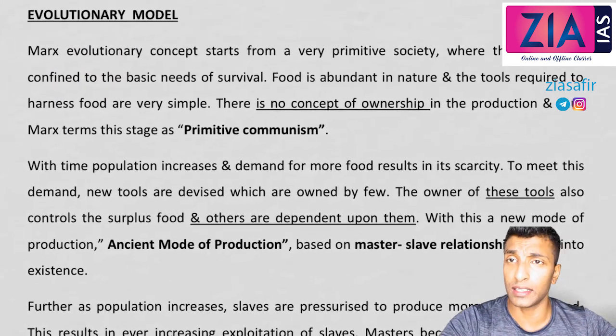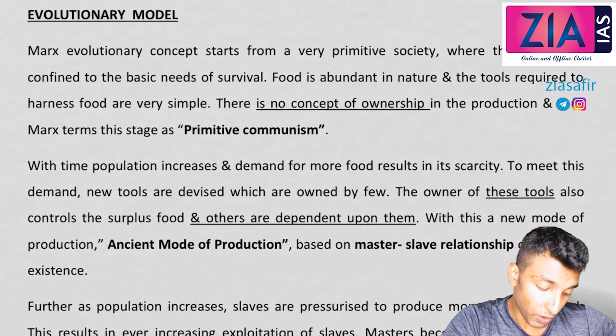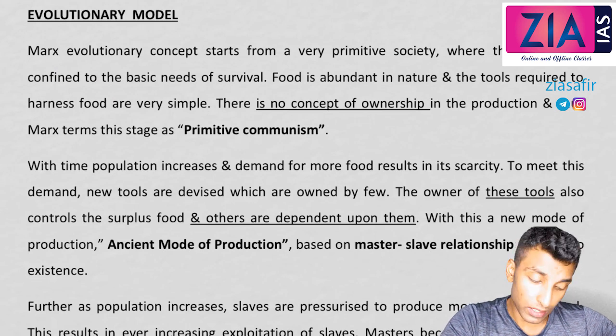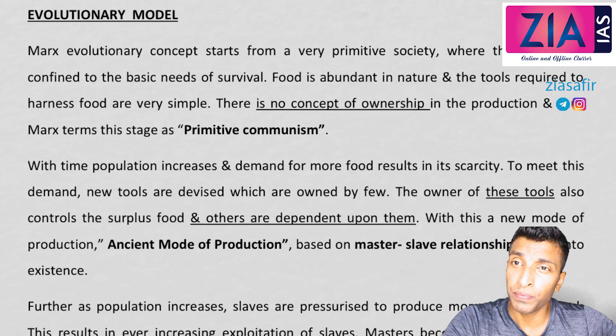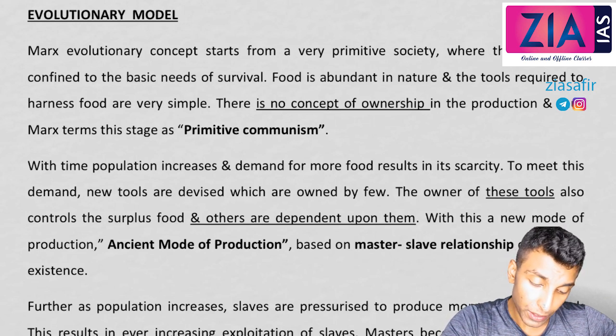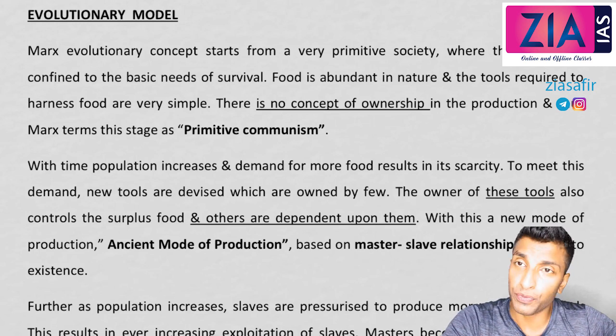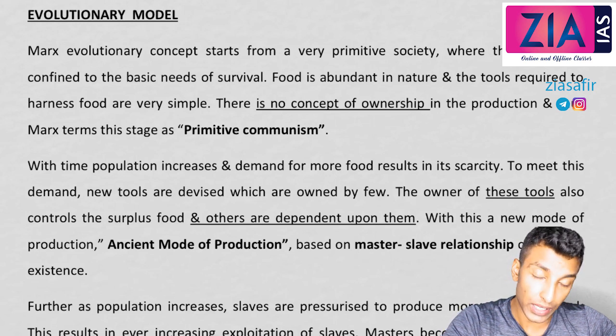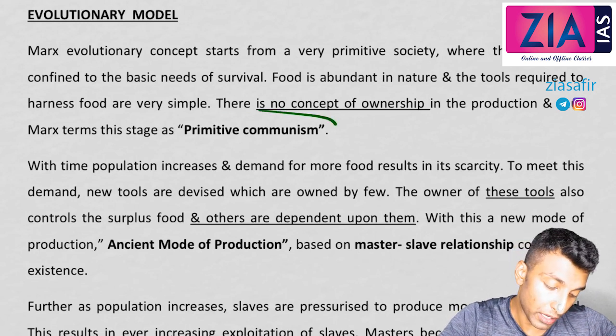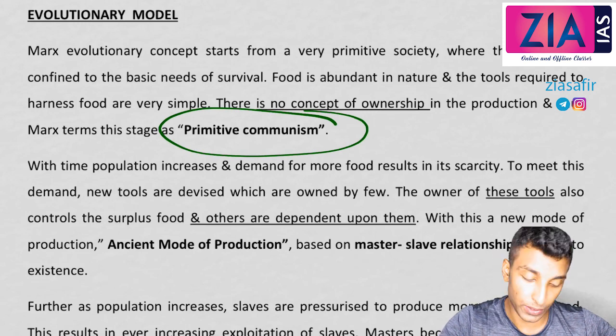Now we will actually see the second part, that is the evolutionary model. So Marx's evolutionary concepts start with a very primitive society where the needs are confined to the basic needs of survival. Food is abundant in nature. The tools required to harness food are very simple. There is no concept of ownership in the production process, and thus Marx termed this society or this stage as primitive communism. That's the first stage.